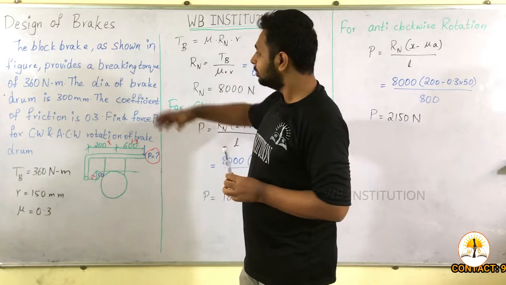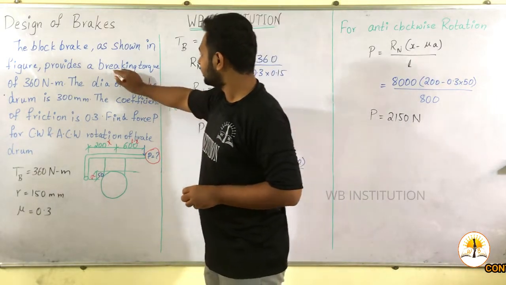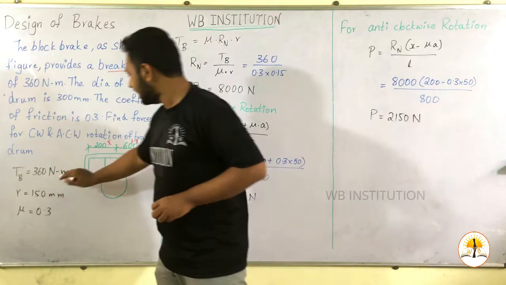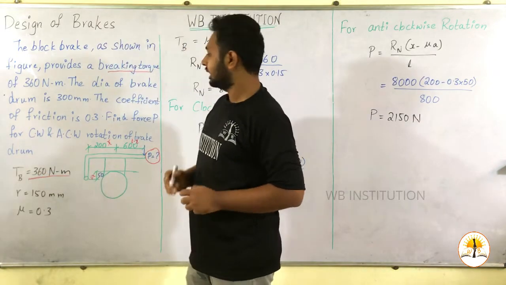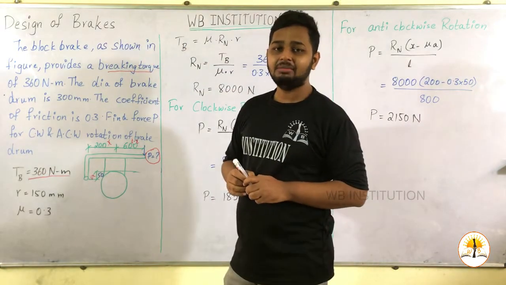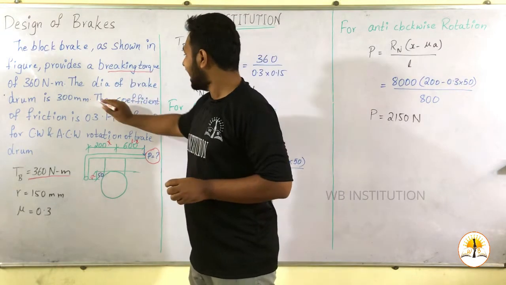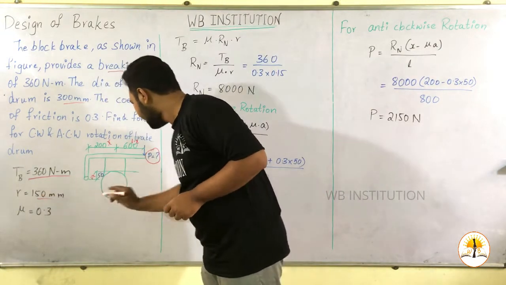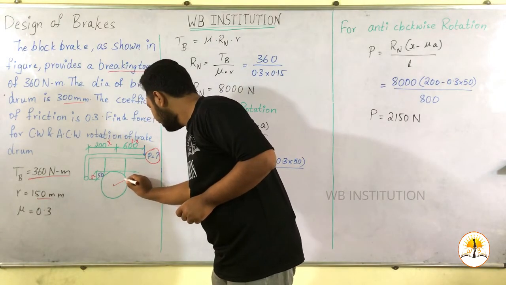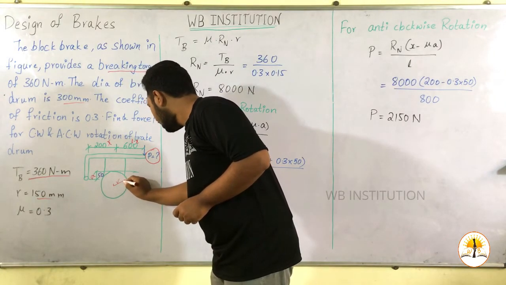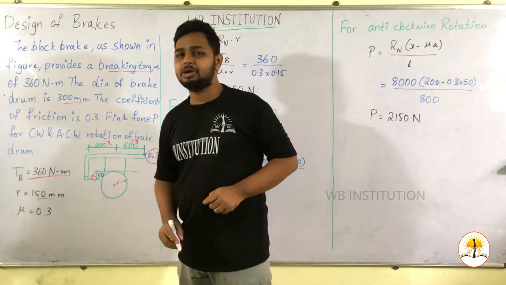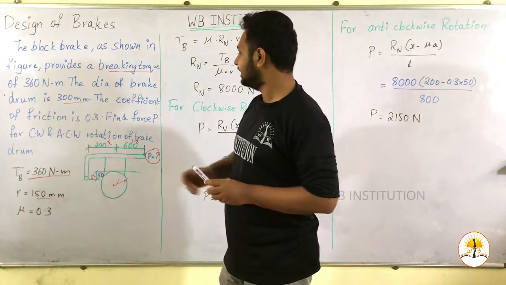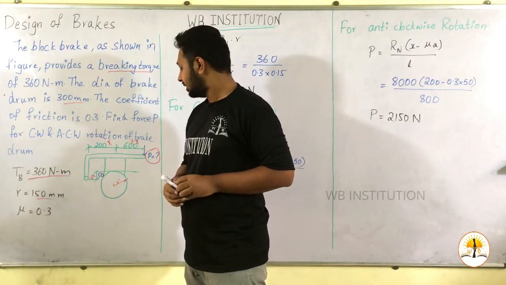Now what are the inputs they have given? That is the braking torque. So braking torque TB equal to 360 Newton meter, and they have given the diameter of the drum. So the diameter of the drum is 300 mm and the radius will be 150 mm. That is, from here to here the value of R is given by 150 mm, and the coefficient of friction they have mentioned is 0.3.